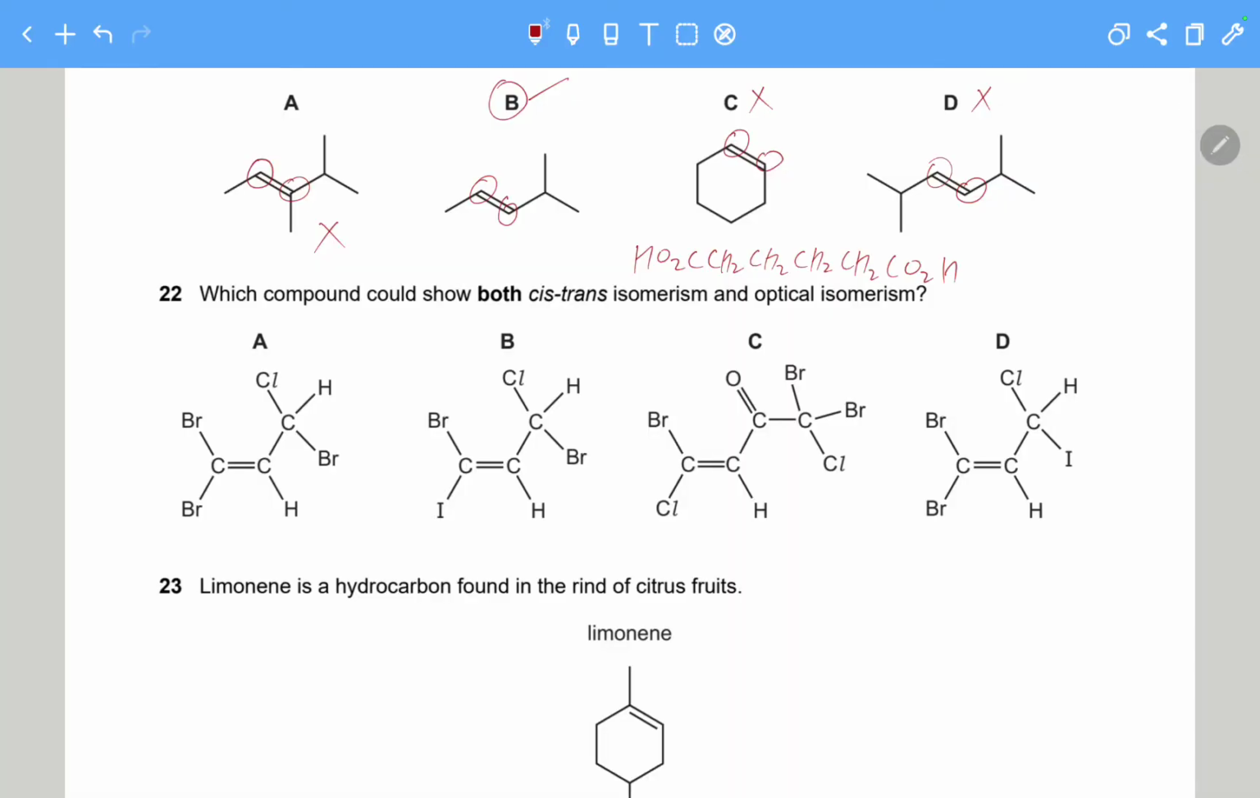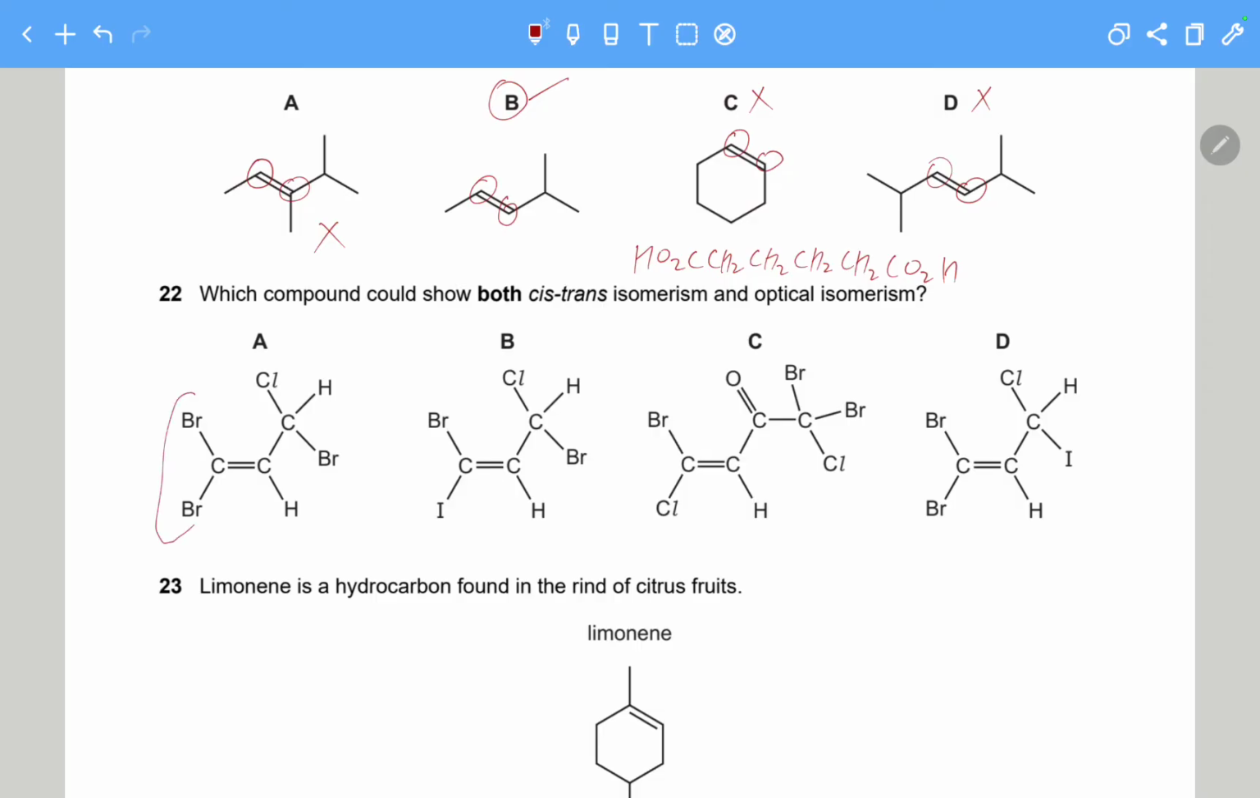So which compound could show both cis-trans isomerism and optical isomerism is the next question. So for cis-trans, you know that it has to be a double bond, and no carbon in the double bond should have identical groups attached. And then for optical, there has to be a chiral center, which is a carbon atom attached to 4 different groups. Let's look at option A.